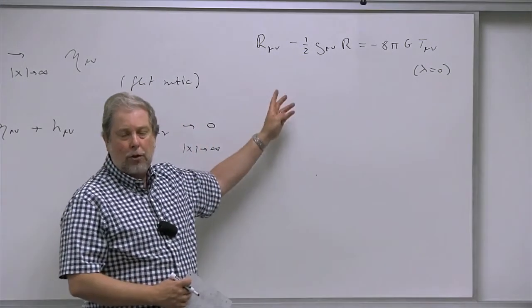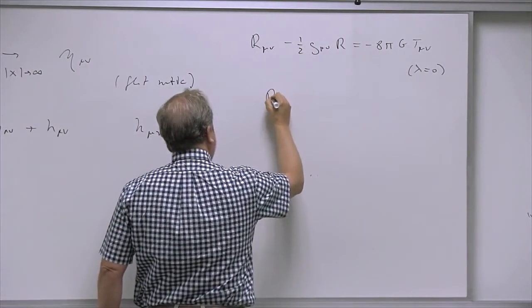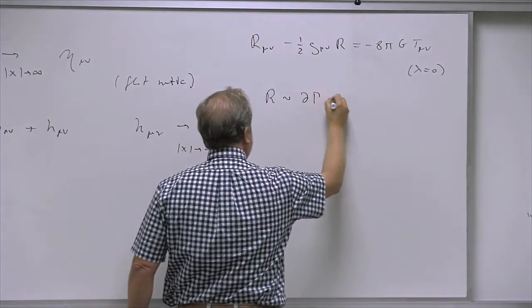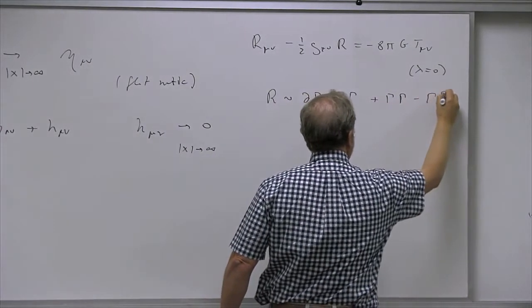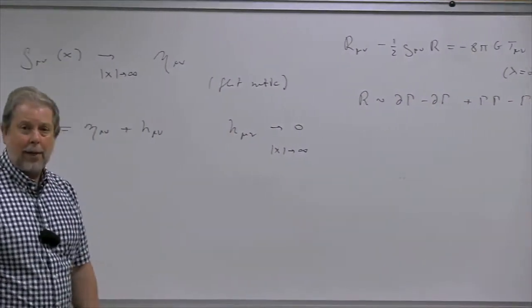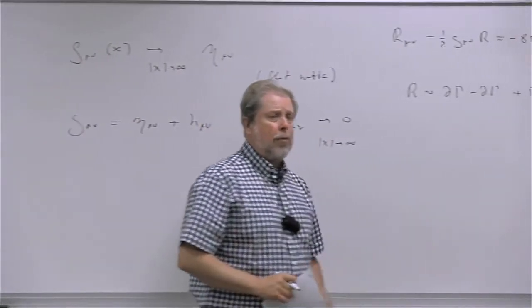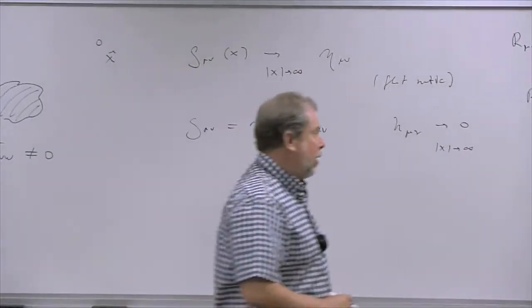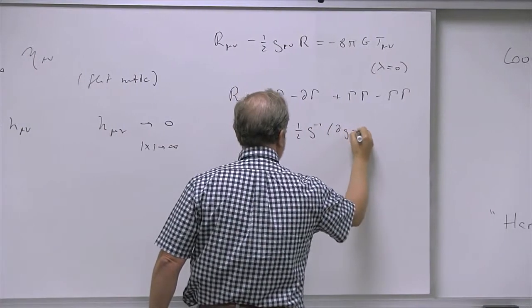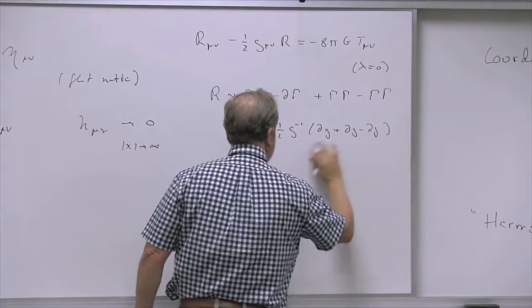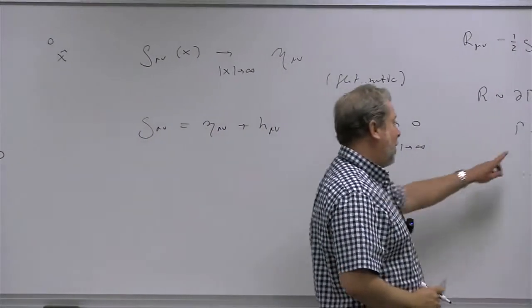In other words, how does the metric appear in it? The problem is that R is something like d gamma minus d gamma, the Riemann tensor, plus gamma gamma minus gamma gamma. So the Riemann tensor is a fairly complicated expression in terms of derivatives of the affine connection. And the affine connection itself is 1/2 times g to the minus 1 times dg plus dg minus dg, a combination of derivatives of the metric with an inverse of g in front.